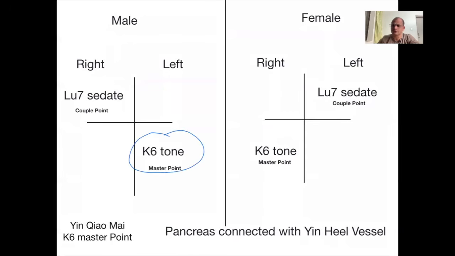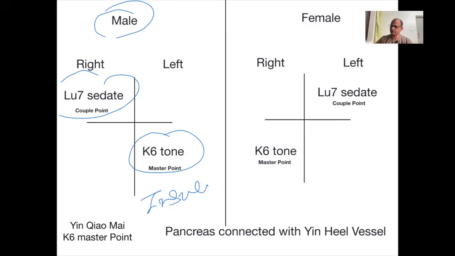So kidney 6 as a master point, and the lung 7 is a couple point in the male. Suppose some male is having indigestion problem, we can work with this. Some male is having some problem which is connected to the pancreas, sugar impairment, we can work with this, right? Most of the time, we can use these points for diabetic persons. हम diabetic person के लिए use कर सकते हैं. Most of the time, we can work on the insulin by this point.